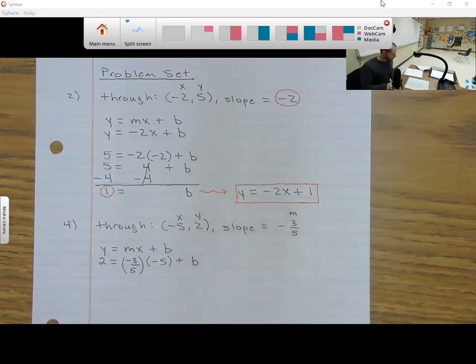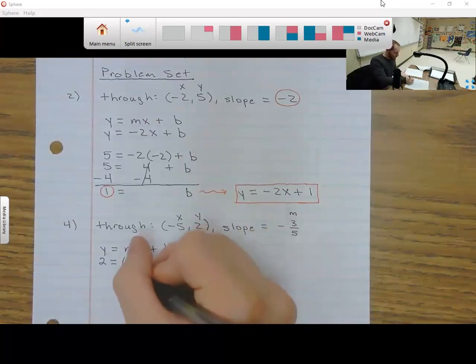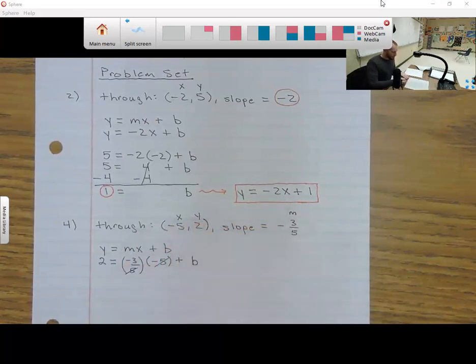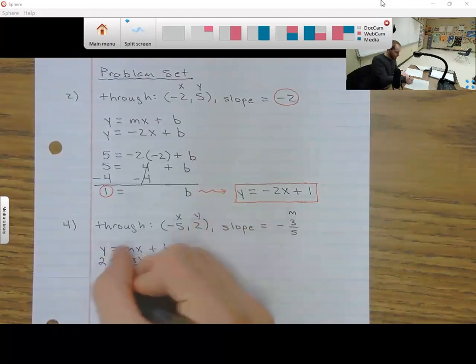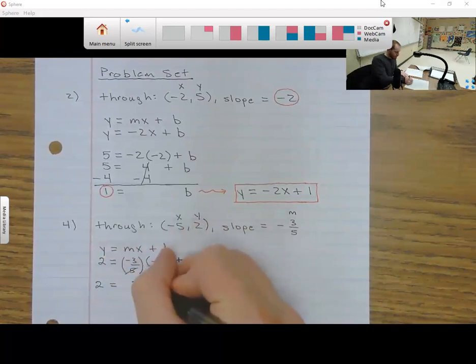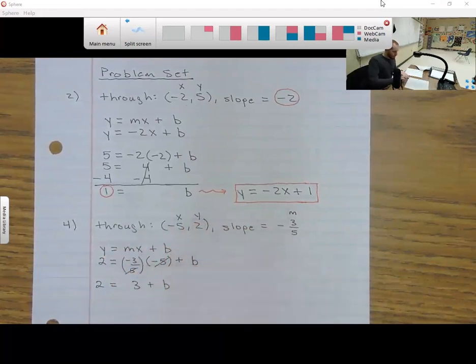Okay. So now I simplify all I can. I know that the 5 at the bottom is going to cancel out with the 5 at the top, so I can cross through these. So now I have a -3 times -1, and that's just going to be a +3. So I get 2 equals 3 plus b. Okay? So now can we figure out what b is? Yes, we have enough information to do that.